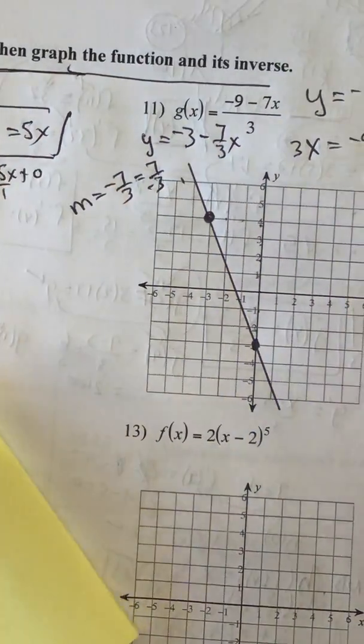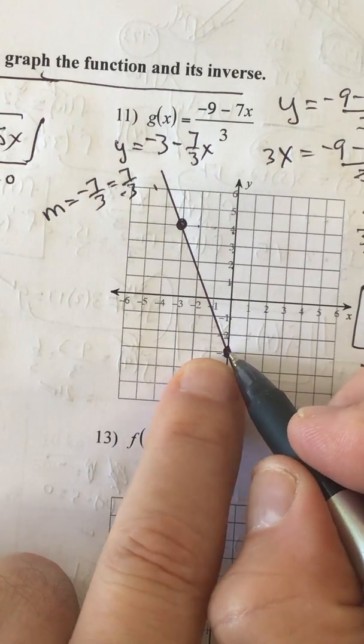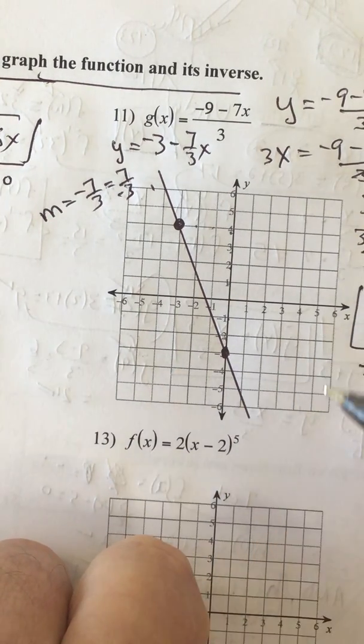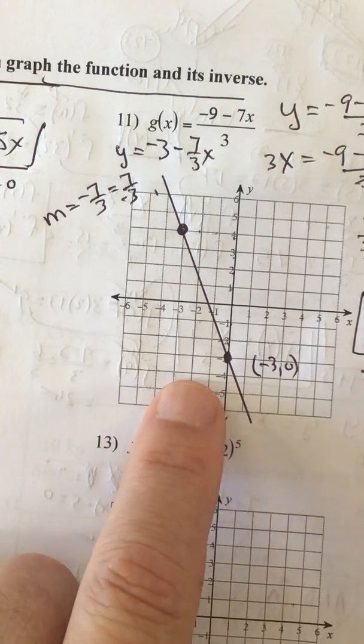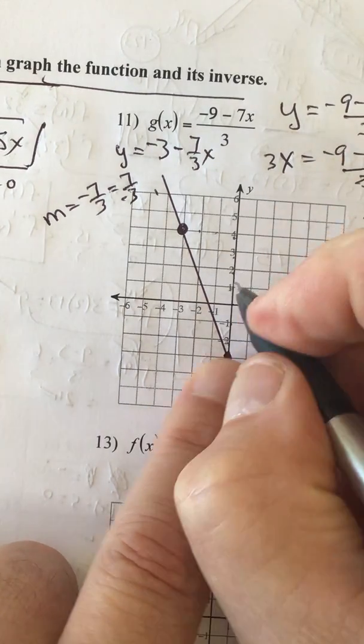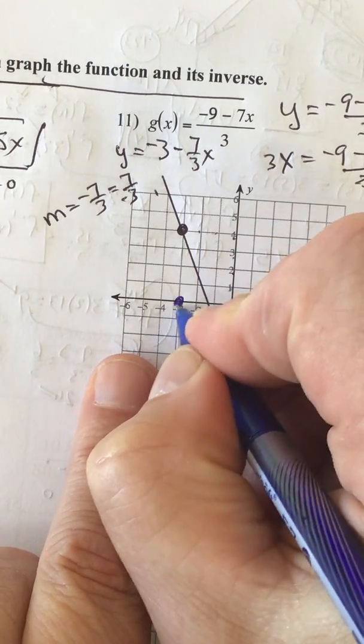The original is in black. Now one thing we could do is just take this point and exchange it. That should work. This point right here is at negative 3, 0. So I know 0, negative 3 should do it. So 0, negative 3 should be one of them, right there.